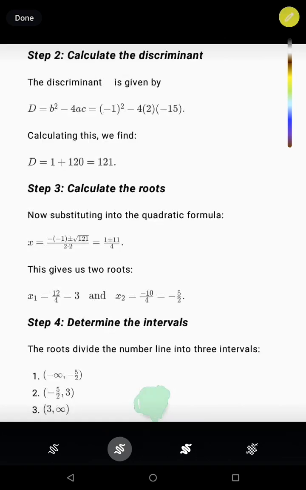Next question, we want to solve the inequality 2x squared minus x minus 15 less than 0. And what do we need to do? This is the inequality we want to solve.